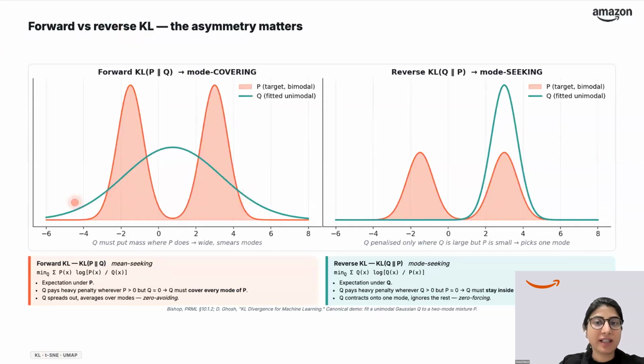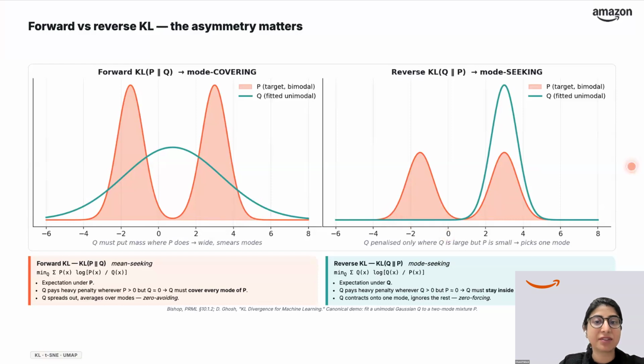So with the forward KL, it's sort of mean seeking and mode covering. What it says is that wherever P has mass, Q should also have mass, right? Otherwise, this log P by Q would be very high. Therefore, Q should spread out over all the modes. That's why it's called mode covering or zero avoiding KL, right?